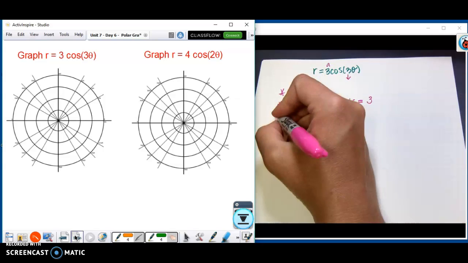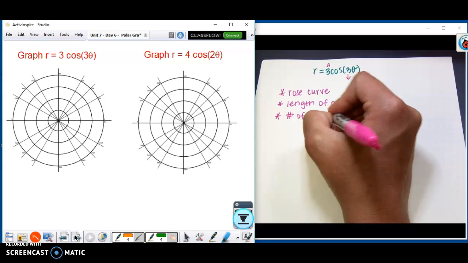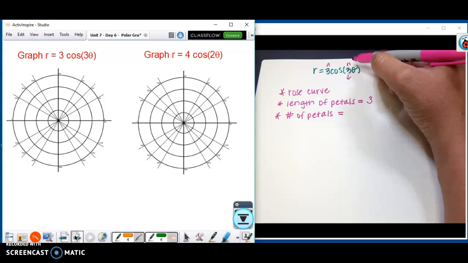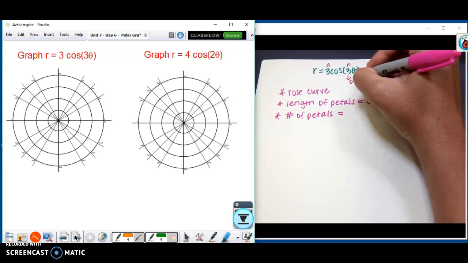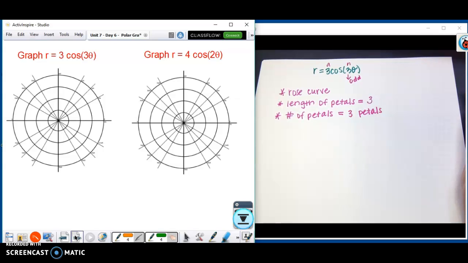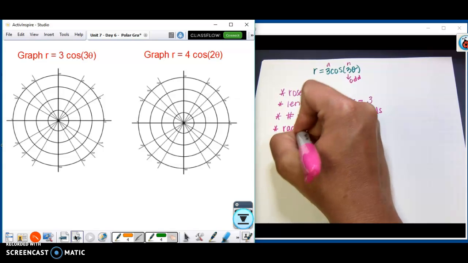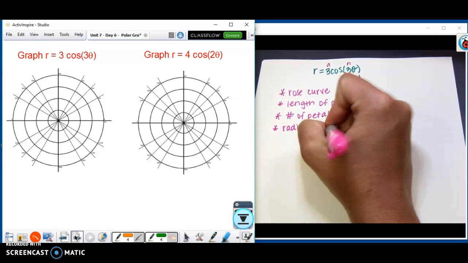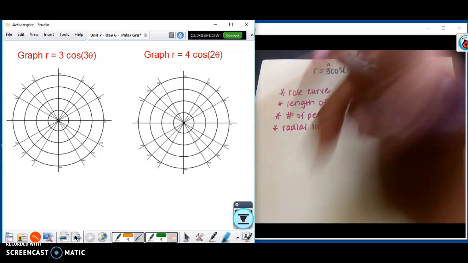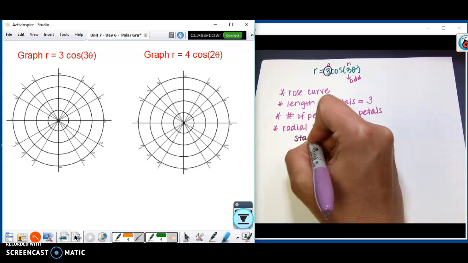Next thing is the number of petals. To figure that out, you're going to look at your n value, which is this 3 on the inside. Because n is odd, you're going to have 3 petals. If n was even, we would double it, but because it's odd, you don't have to. Last thing we need to figure out is where we're going to put our radial lines. In other words, where are our petals going to go in the unit circle? Because this was a positive 3 here, if a is positive, we're going to start at 0.